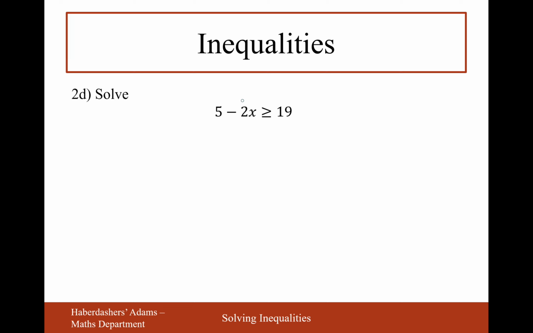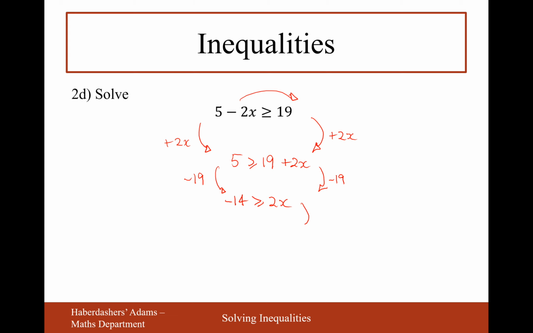Right, negative x. Now, first thing to do will be to move it onto the other side. So we're going to add 2x to both sides. So it's going to be 5 is greater than or equal to 19 minus 2x. Add 2x, then take away 19 from both sides, and you get minus 14 is less than or equal to 2x.